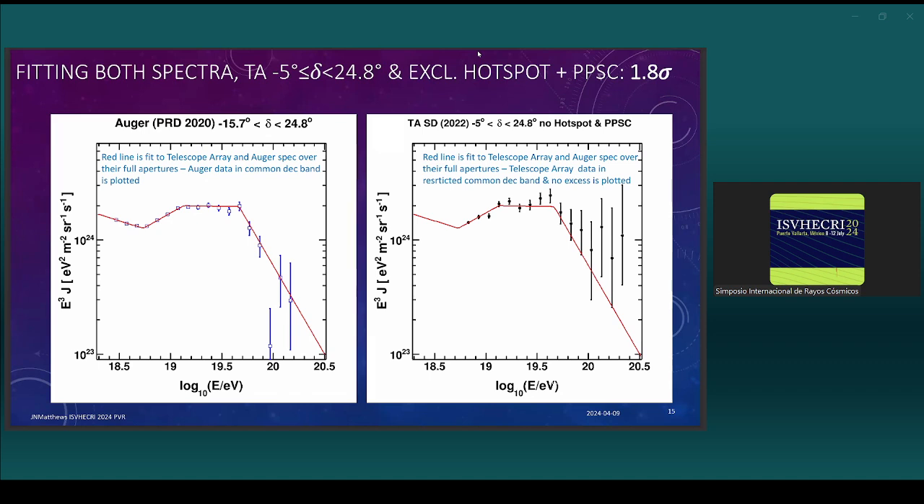Could be that those excesses are just statistical fluctuations, could be that those excesses are real sources. And at this point, we don't really know. We need more data to actually figure that out.